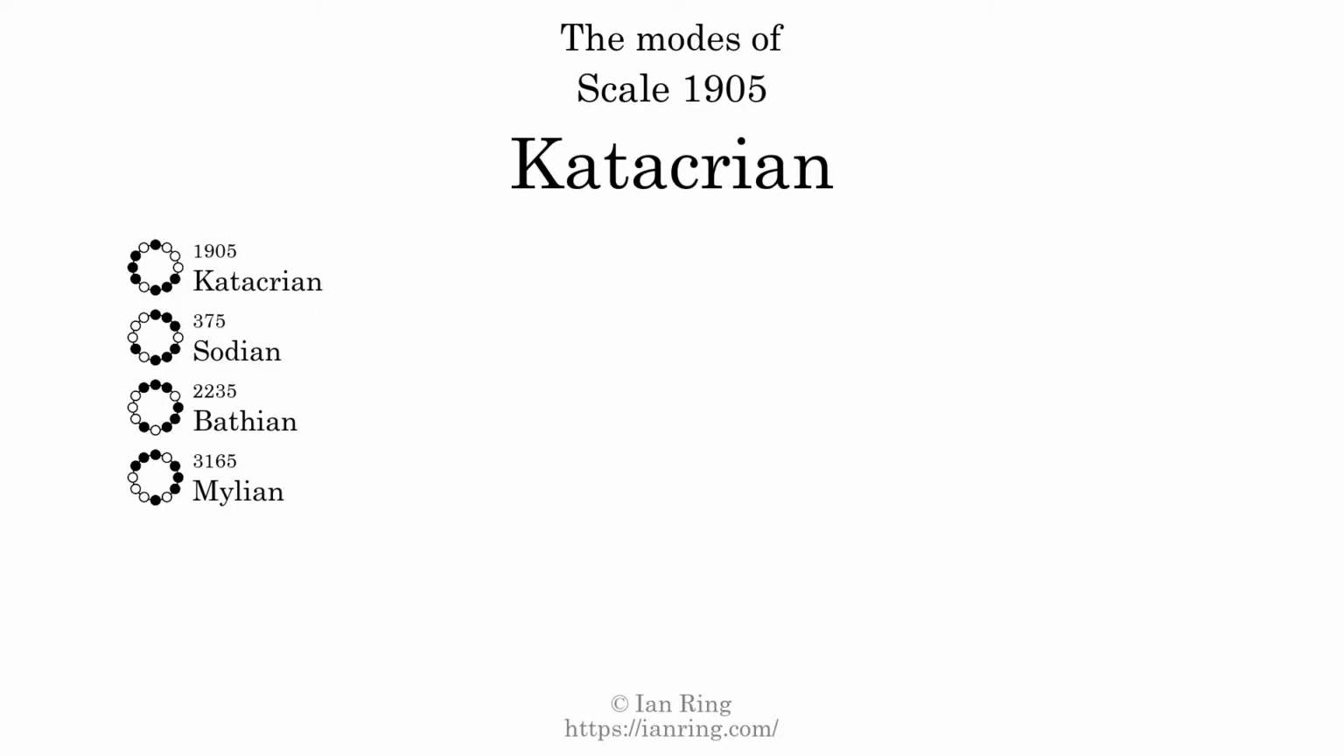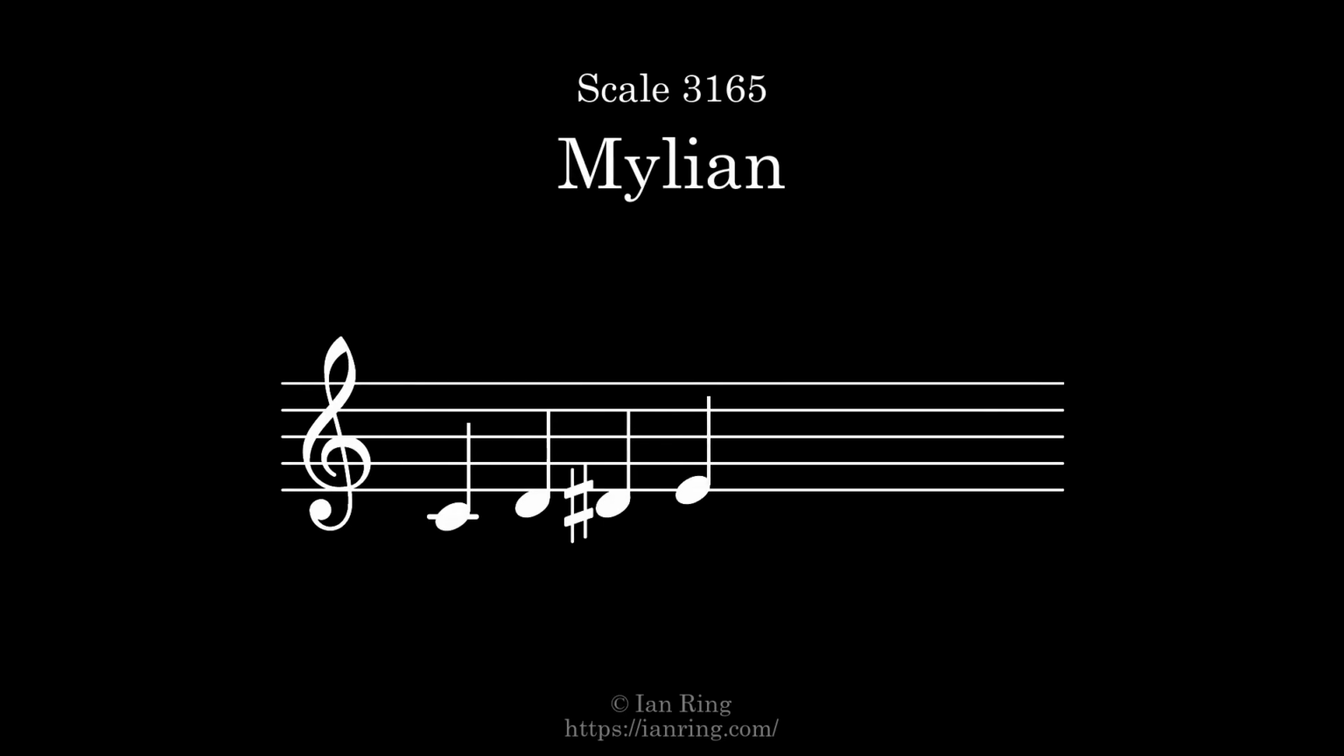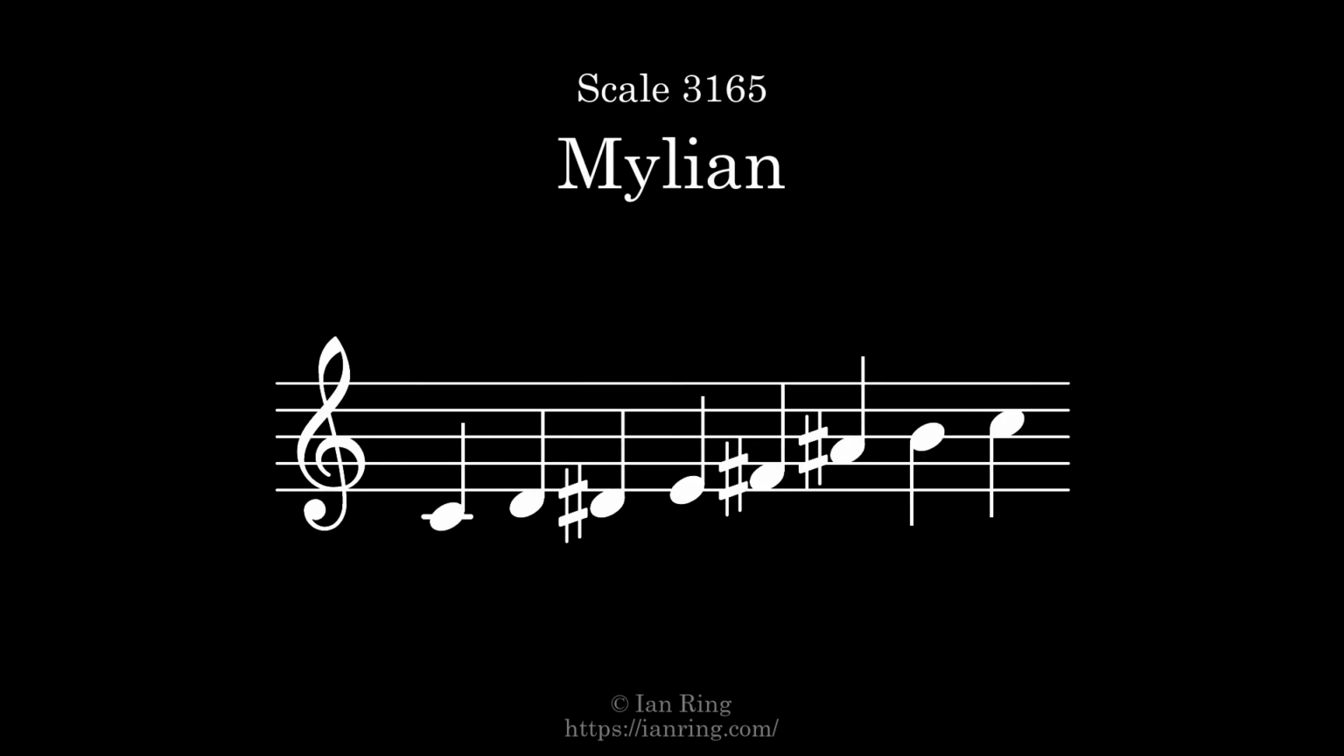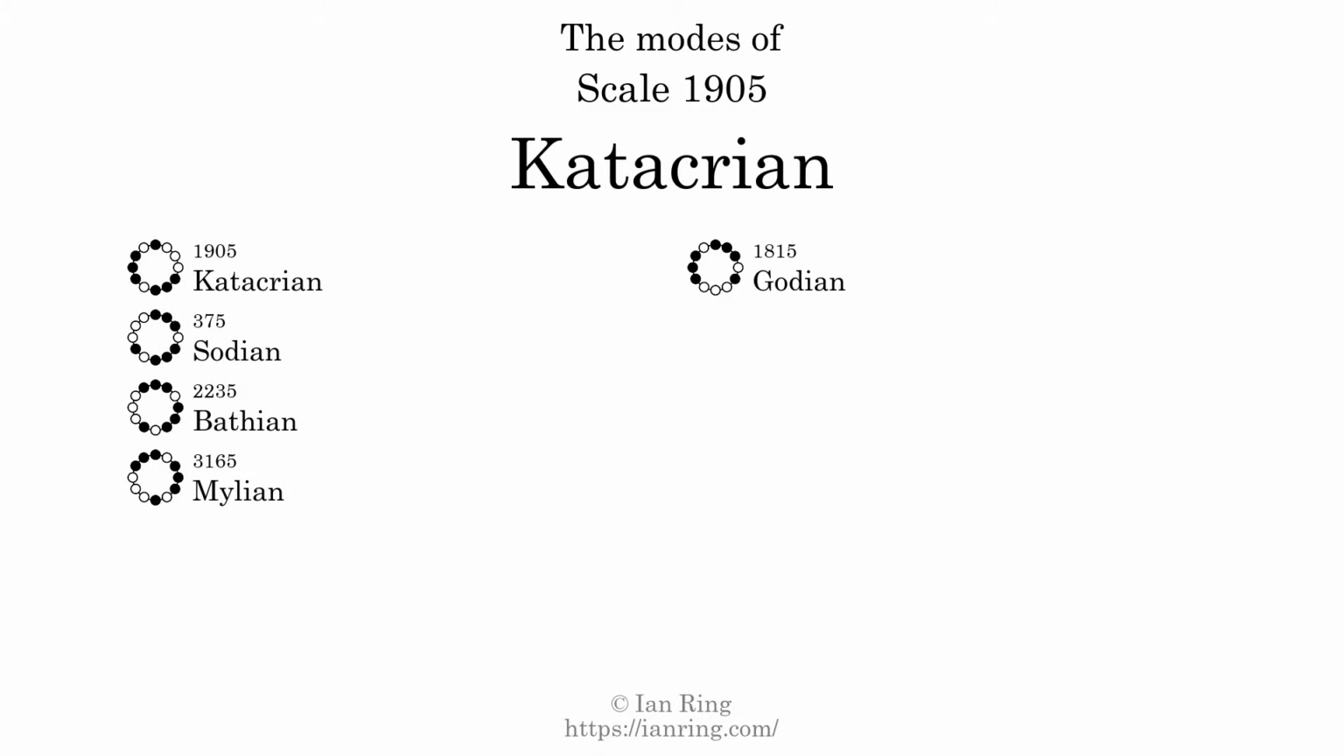The fourth mode is scale 3165, also known as Malian. It sounds like this. The fifth mode is scale 1815, also known as Godian. It sounds like this.